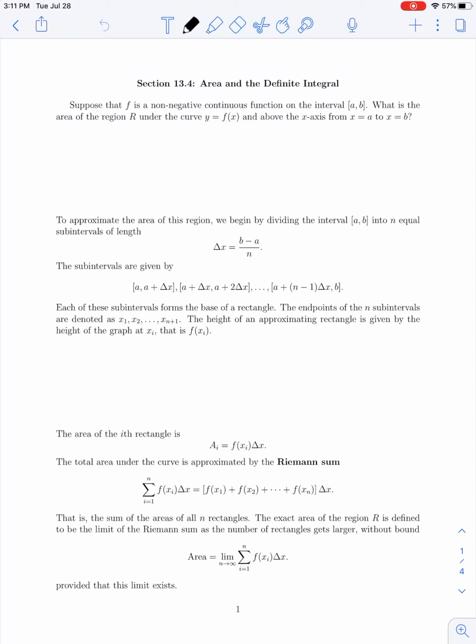Okay, in today's lecture, we're going to cover the section 13.4 material on area and something called the definite integral. So to introduce the main idea for this section, let's pose a question. And this was one of the two questions that led to the development of all of calculus.